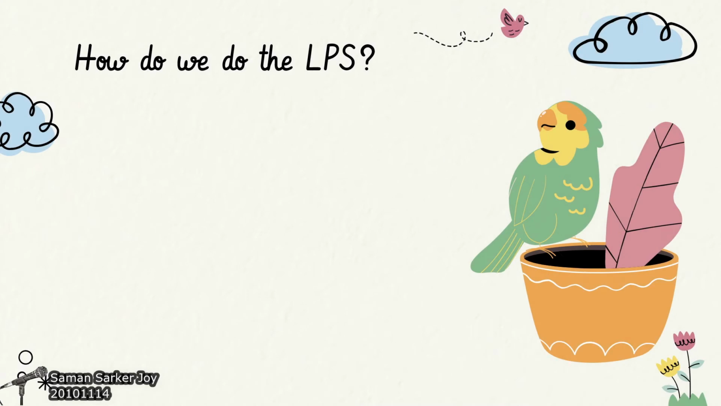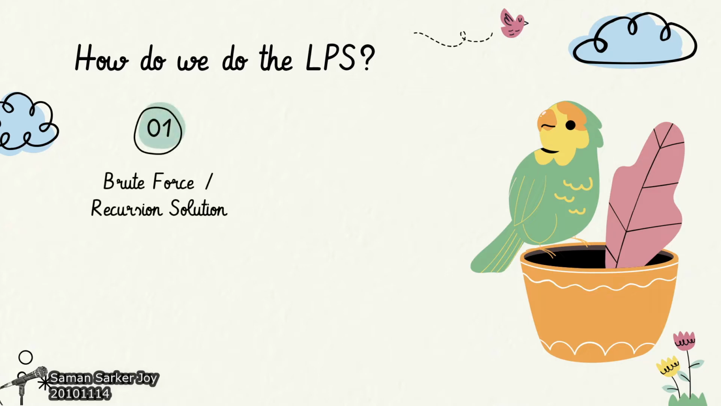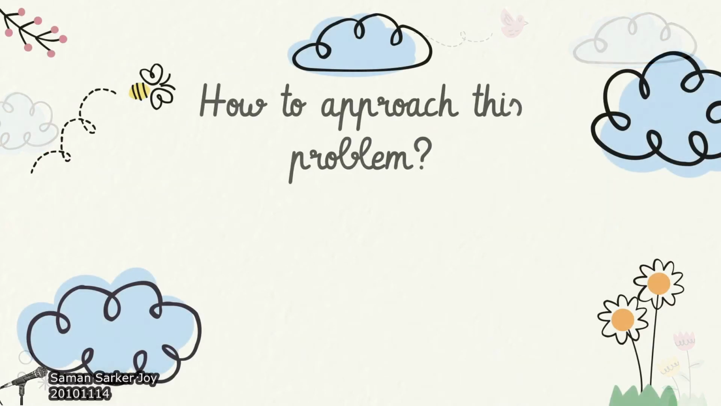Now, how do we solve this problem? There are two methods to solve this problem. One is the brute force or the recursion solution. Another one is the dynamic programming solution. We will actually stick with the DP method as it is a better and more sophisticated way to solve this problem.